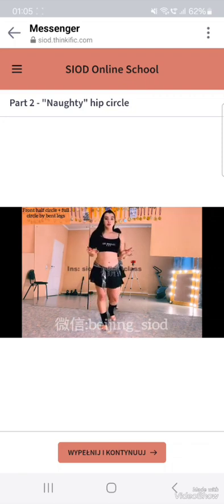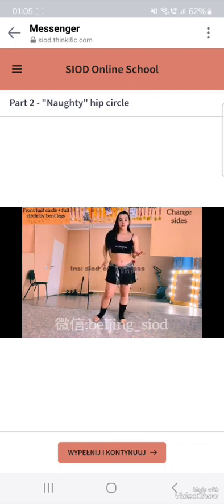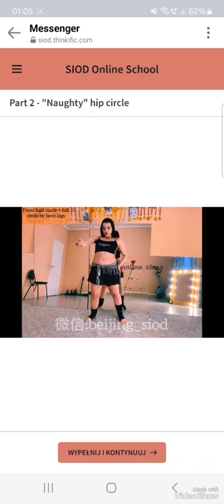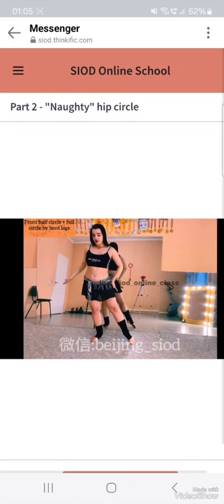Now we will change our sides. We will start with the right leg now. Everything will be the same, nothing changed, just your sides will be changed. You will still need to collect all your points. So we move by half circle to the right side and stop here.